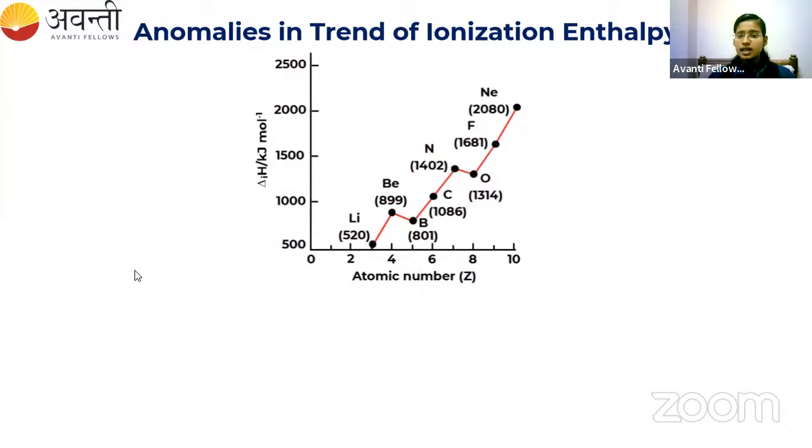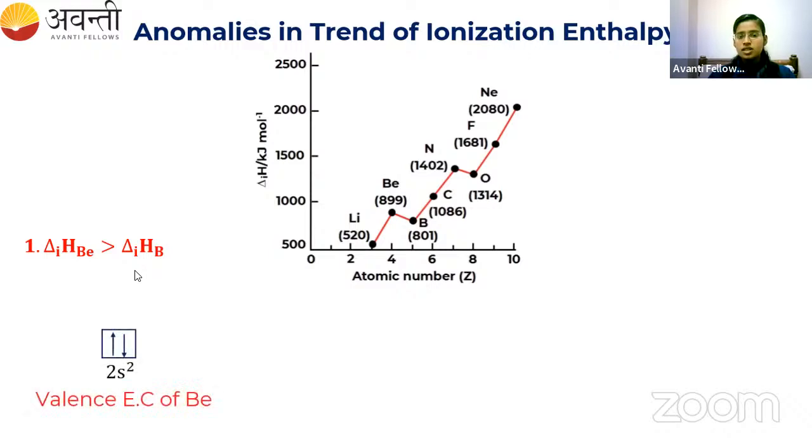According to the general trend, boron should have the higher value because across the period, the ionization enthalpy should increase. But beryllium is having the higher value compared to boron. Why? What could be the reason? Can anyone give me the reason for this? Okay, I'll tell you. Let me take the electronic configuration.